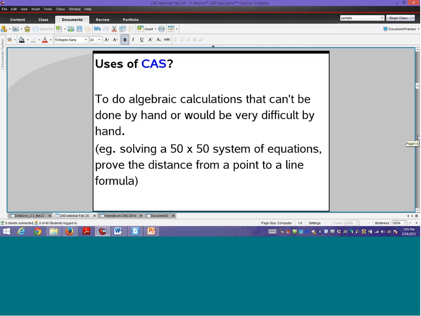Uses of CAS, I think originally they were for calculations that you really couldn't do by hand, or it's too difficult to do by hand, or wouldn't want to do by hand. Example, solving a 50 by 50 system of equations. I'm not sure you would want to try that by hand or even with a graphing calculator. Verify the distance from a point to a line formula. Things like that would really be kind of sticky to try to do by hand.